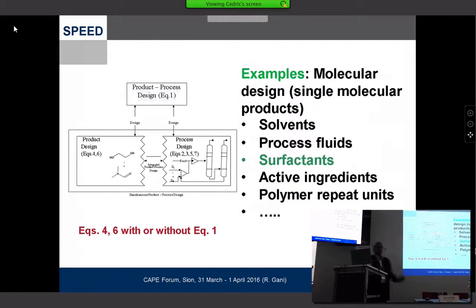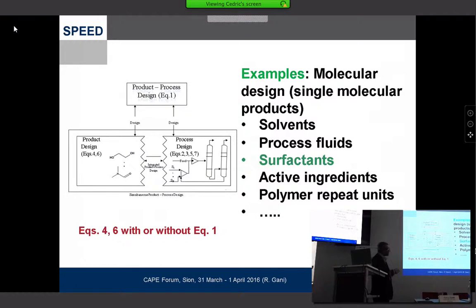So with that as a background, I will highlight all these things with different examples. On some slides I will go through fast because of the time, but if you are interested, you can get this copy and see the equations and also the papers where all the equations are given. The first one I will talk about is highlighting the molecular design, that is equation 4.6 with equation 1.